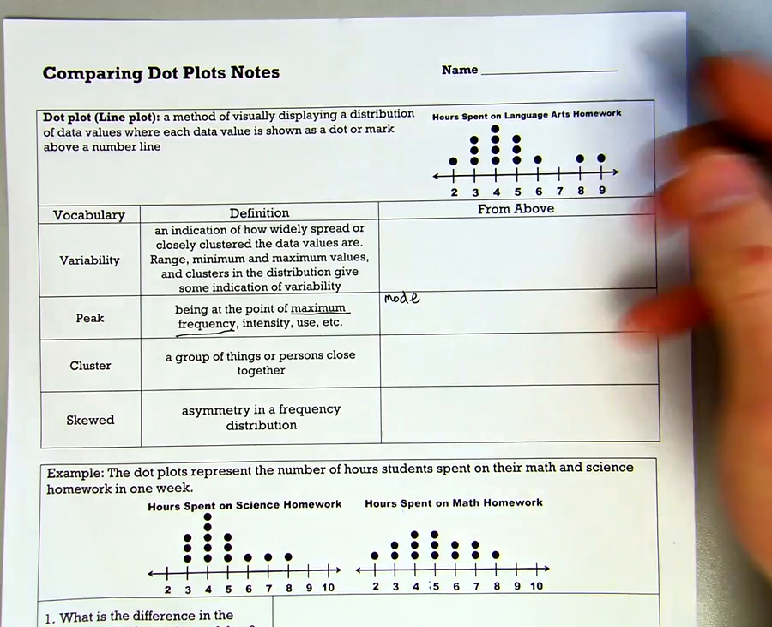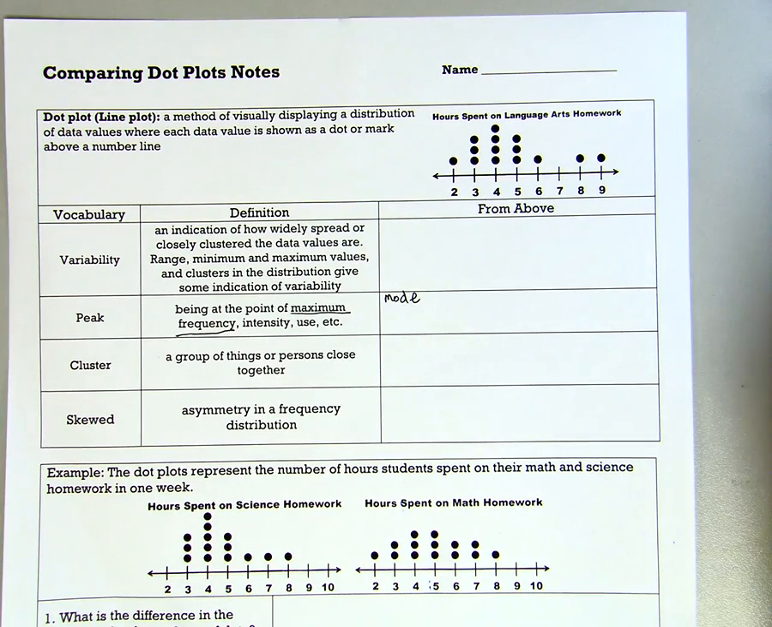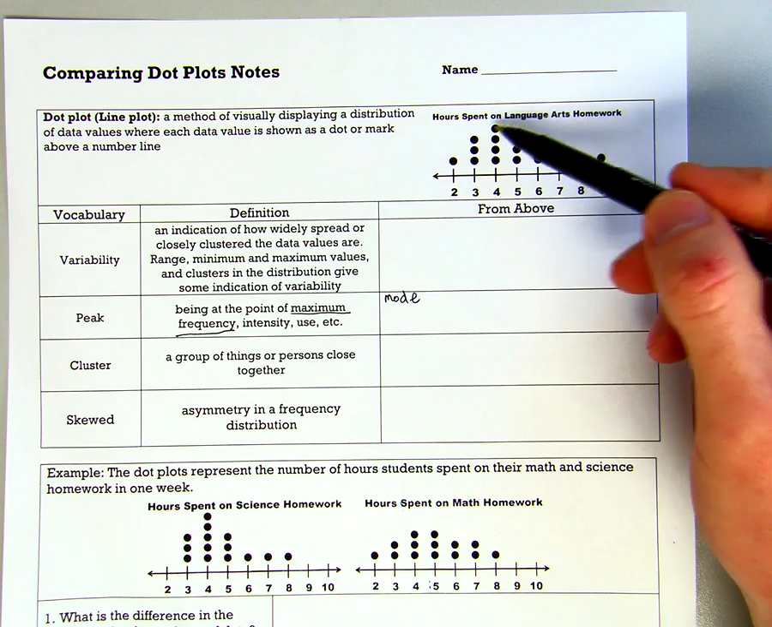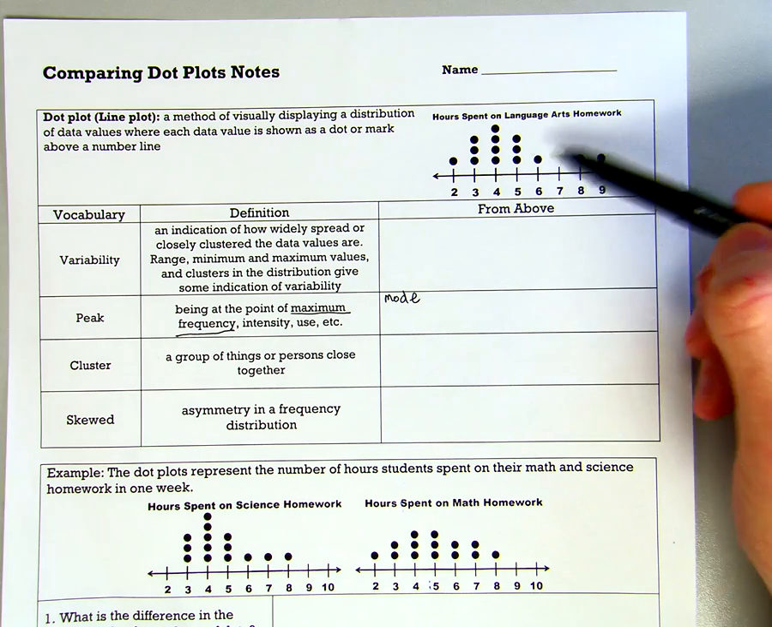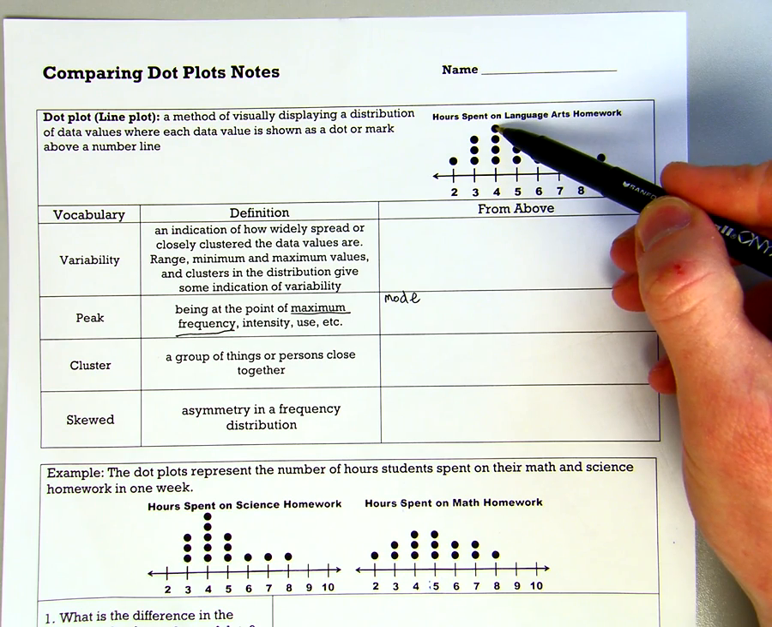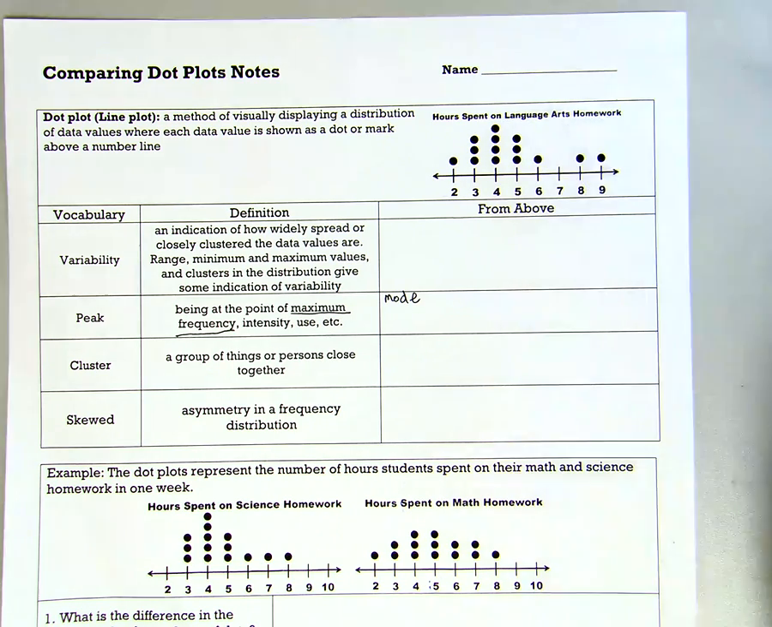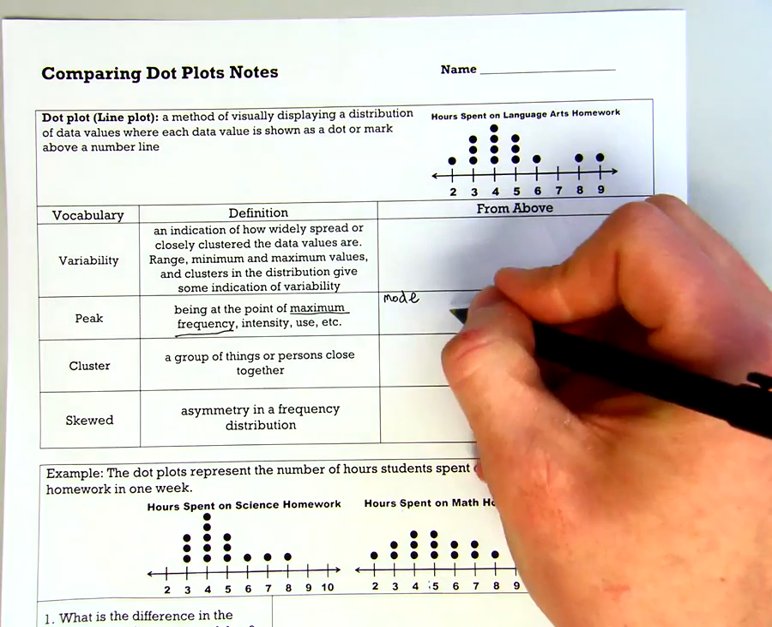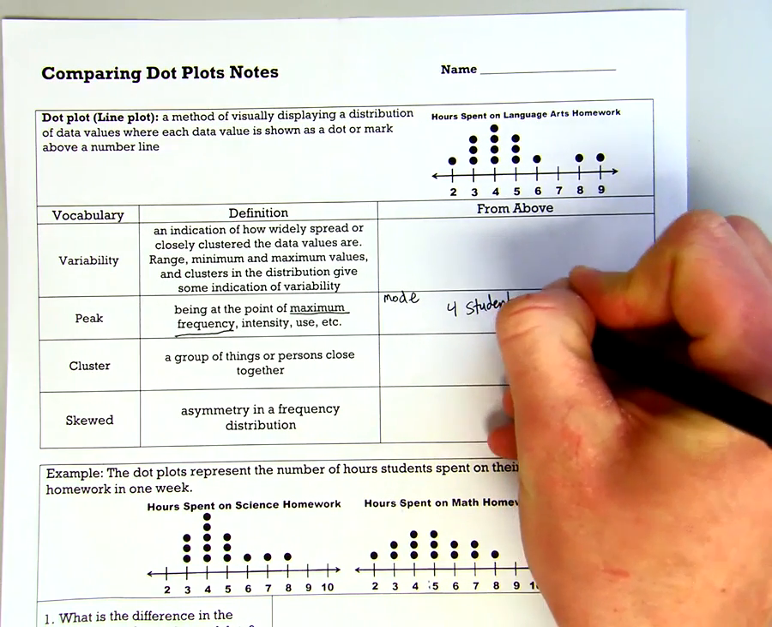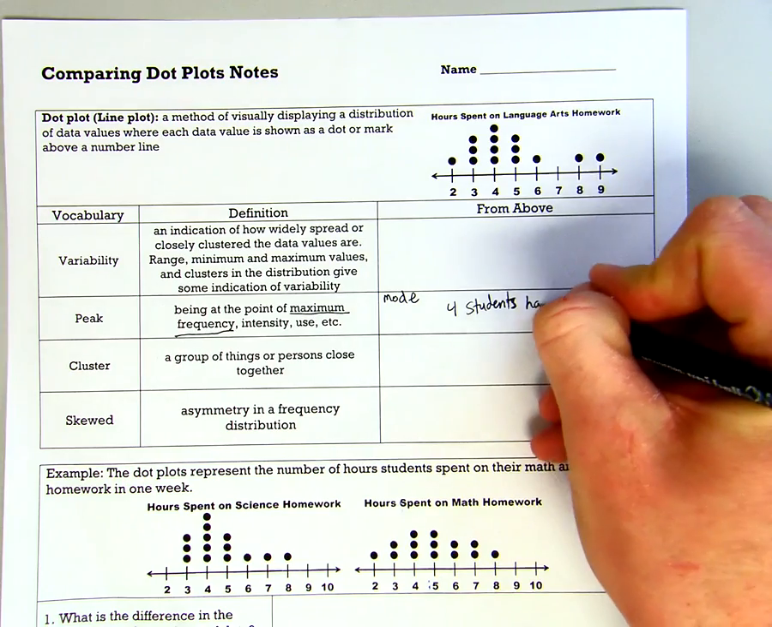It's the same thing. But if I look at my dot plot, we use the word peak here because we're looking for the very top, the one that goes the highest. And we can see that 4 hours would be our mode or our peak. It's the one that has the very highest. So in this case, it would be 4 students at 4 hours.